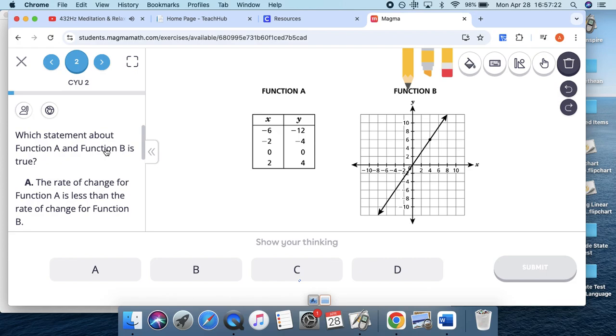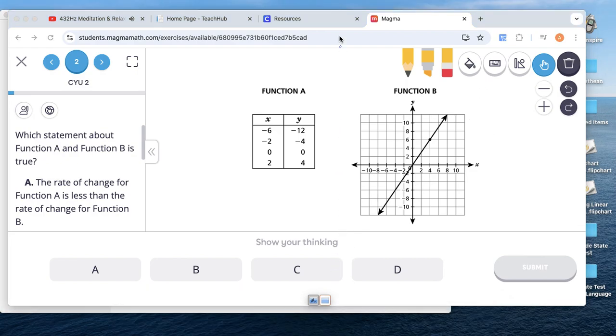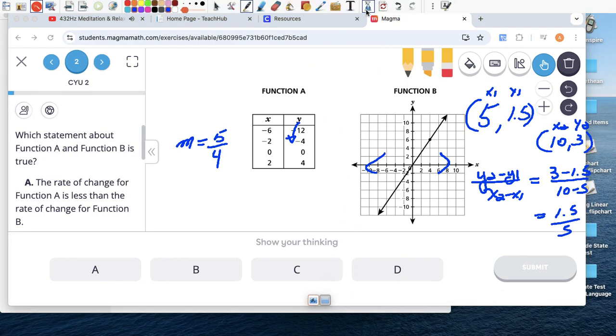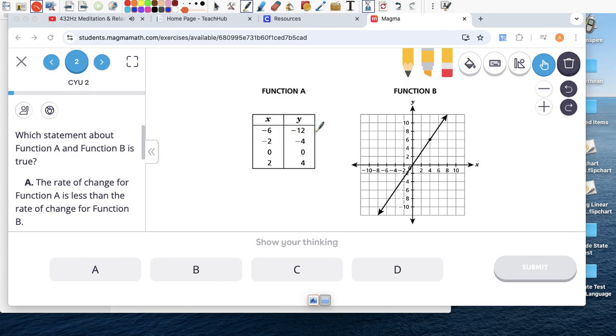Another question, same thing. Actually, let me try something. Oh no, mine's not a touch screen. Okay. No, I don't have a touch screen. So I'm going to have to do the same thing. So again, let's do here, right? This is y2 minus y1. So if we do, you know what?